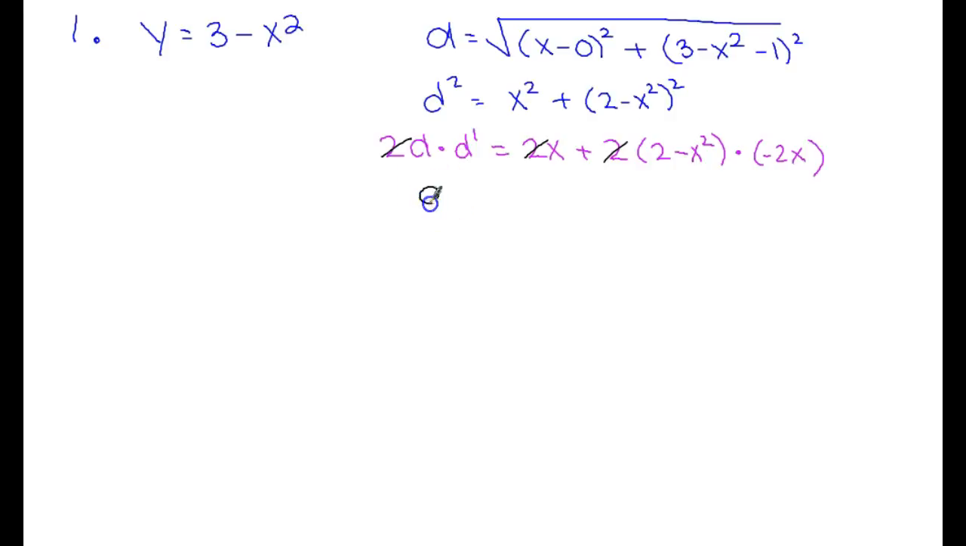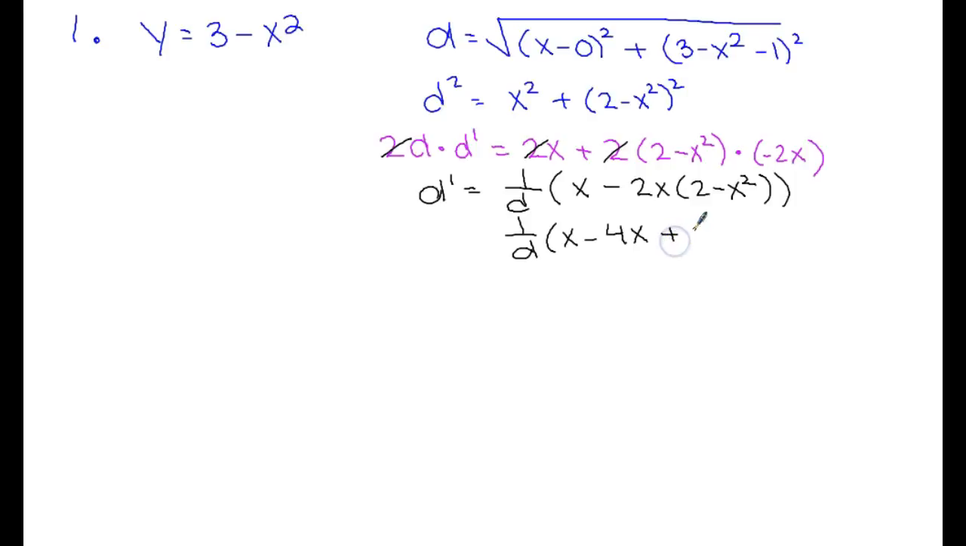So we would get d prime equals 1 over d times the quantity x plus minus 2x times 2 minus x squared. So I would distribute this in. So you have 1 over d times x minus 4x plus 2x cubed.